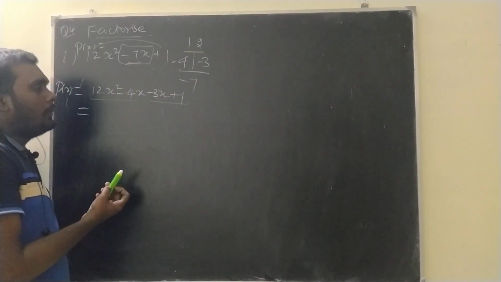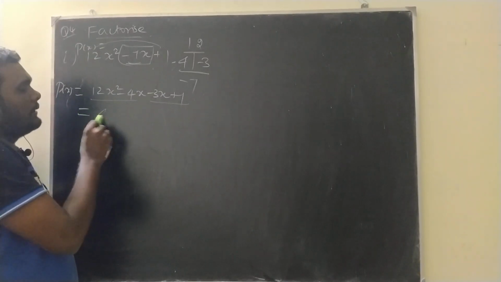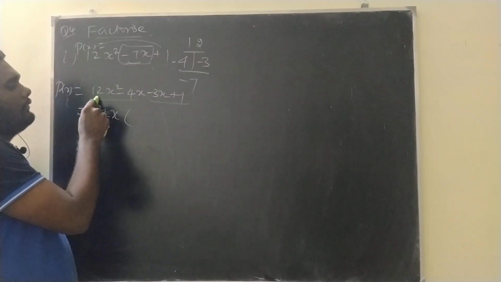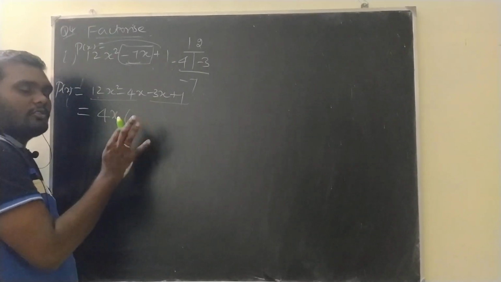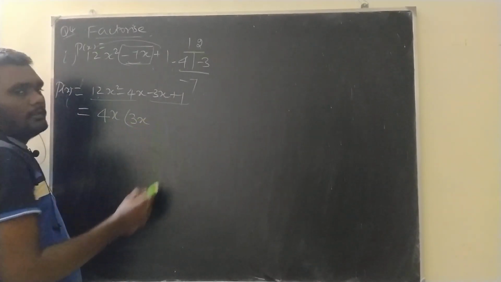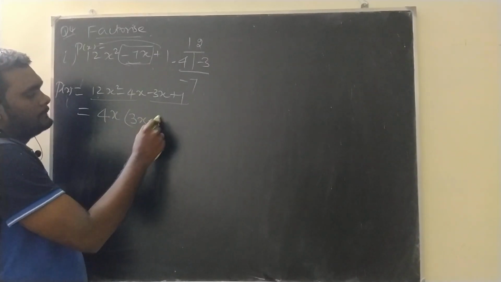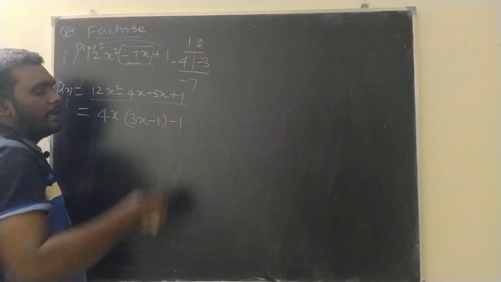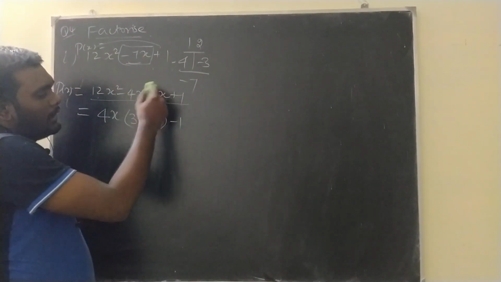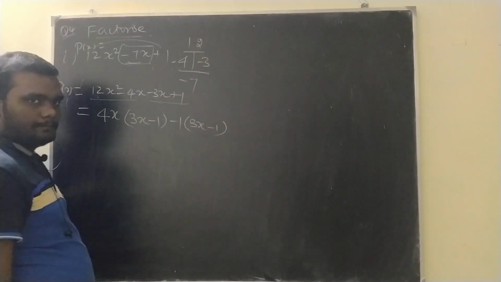What can be taken out as common? 4x itself can be taken out as common. Then from 12, 4 went out, so again, multiplying inside, the same number should come. Then 3x minus 1. Now the same term should come here. For that we will take minus 1 now. So if you take minus 1, this minus 3x will become plus 3x minus 1.